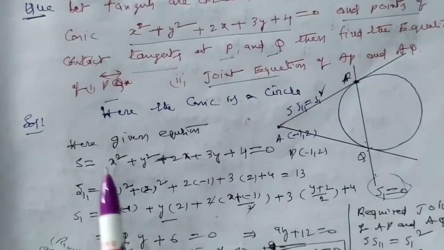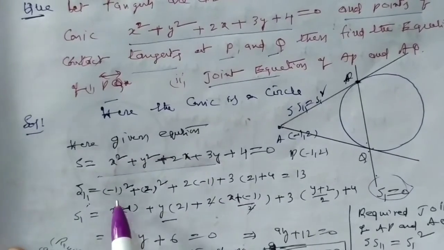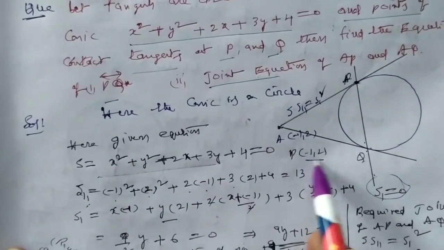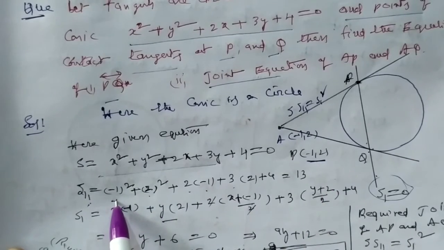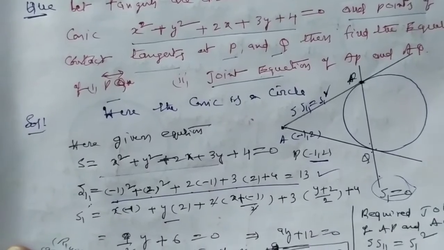See here, the given equation is this one. S11 is calculated by 1 square plus 2 square, 2 into minus 1 plus y. In this, we are just substituting the given point in the x1, y1 value. Then you will get this expression. This is entirely equal to 13.